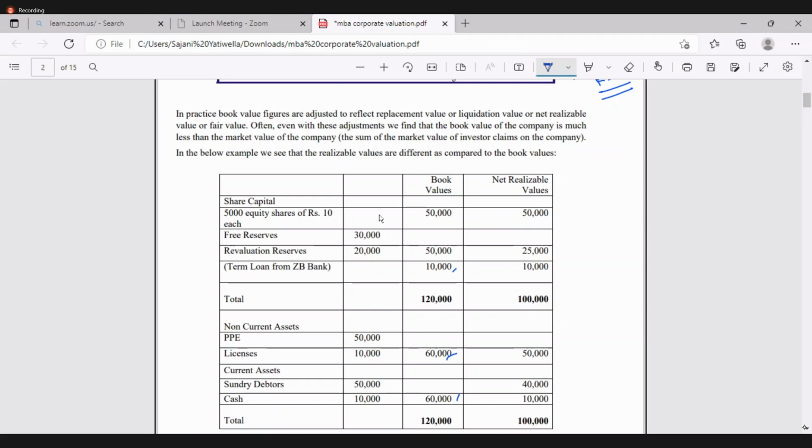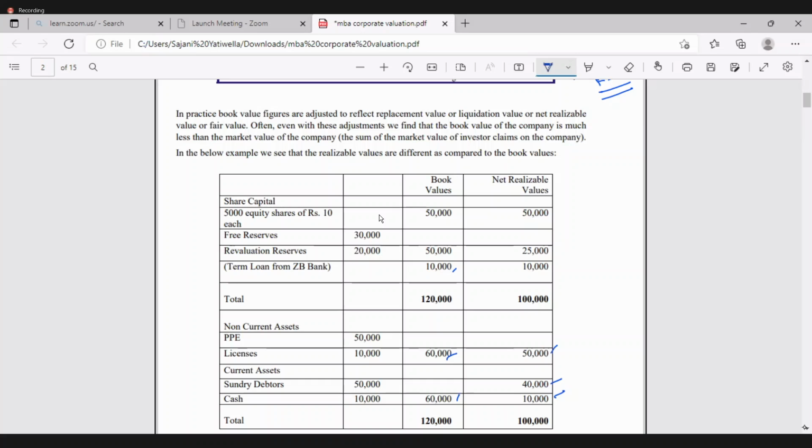They don't pay all the amounts due. Bad debts. Ultimately, we can realize only 40,000. If you realize the real asset 50,000, the particular debtors 40,000, then 10,000 cash balance, then we have to clear.